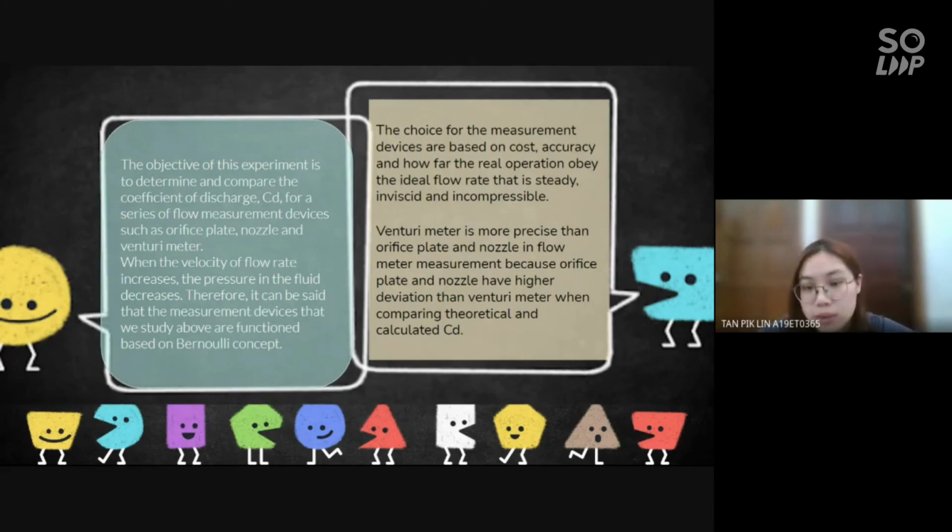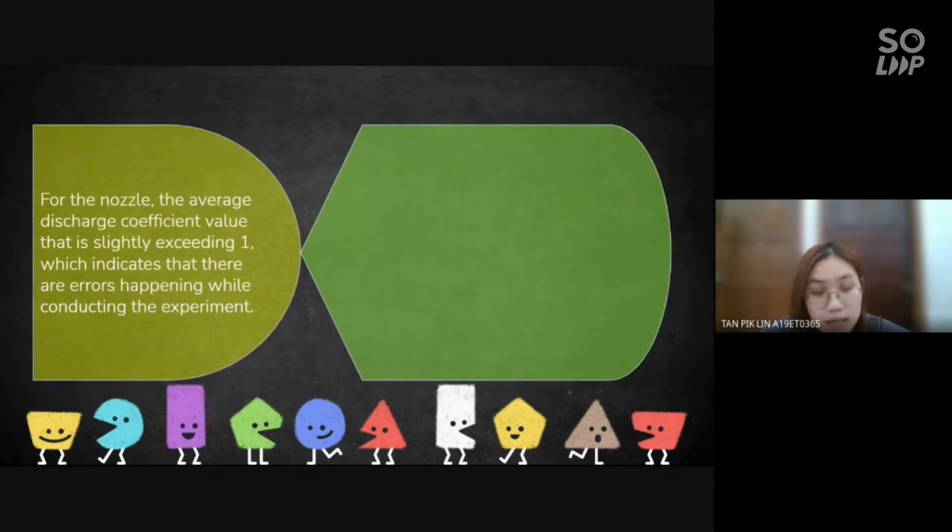So from this experiment, we know that the venturi meter is more precise than the orifice plate and nozzle in flow meter measurement. This is because the orifice plate and nozzle have higher deviation than the venturi meter when we compare the theoretical and calculated discharge coefficient. Okay, so for the nozzle, the average discharge coefficient value that we get in this experiment is slightly exceeding 1, which indicates that there were errors while conducting the experiment.